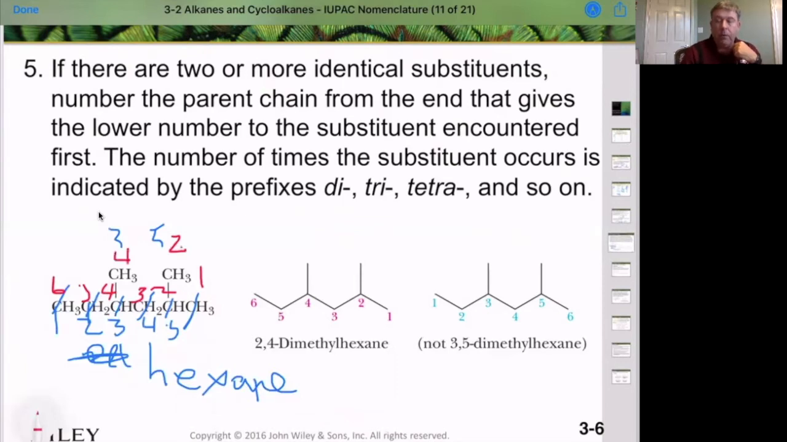So since 2 and 4 are lower than 3 and 5, the correct name would be 2,4 right here. We have 2 methyl groups, so we have methyl as our substituent, and we have 2 of them, so it's di, and then we have our parent as the hexane. So the correct name for this is 2,4-dimethylhexane. Again, we can't use the 3,5 because those are higher numbers than the 2,4. Therefore, to have an unambiguous, exact constitutional isomer, we have to name it the same way every single time. Okay, so that's rule 5.